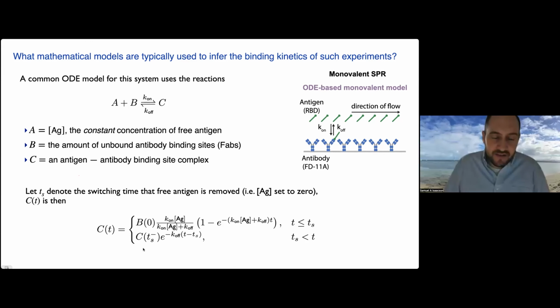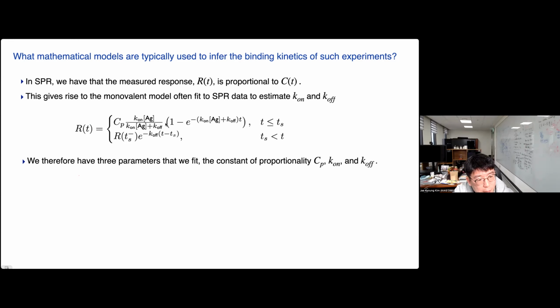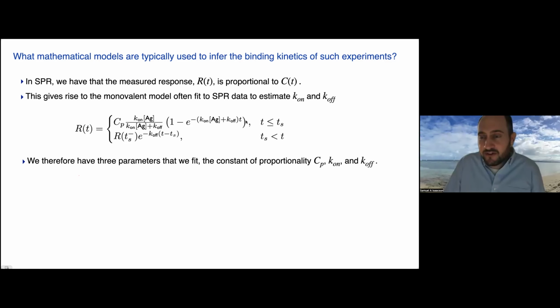Okay. So we have an analytic simple formula for the amount of bound antigen at the surface at a given time. How do we relate this to the measured response, which has arbitrary units? The general assumption is just that the two are proportional. So the measured SPR experimental response is proportional to the solution of the ODE model for the amount of stuff bound at the surface. And so we end up having three parameters in this very simple classical monovalent model: the on and off rates for binding and unbinding, and this constant of proportionality. Okay. So we have three parameters to fit to that set of curves.